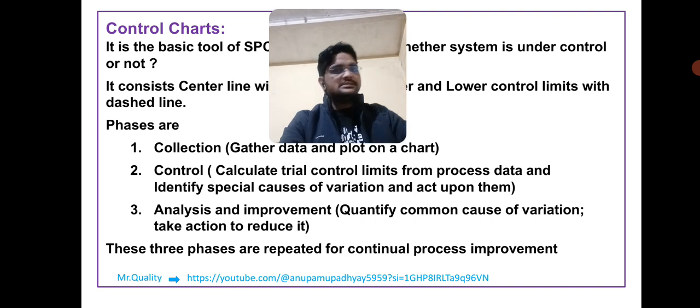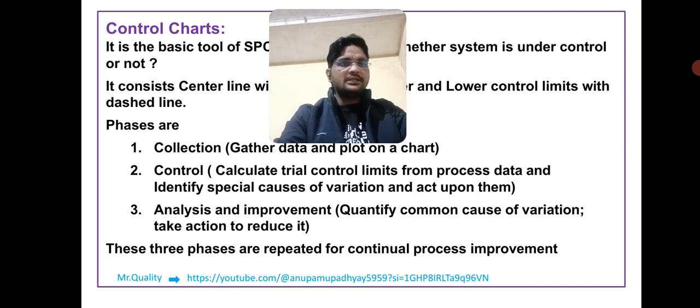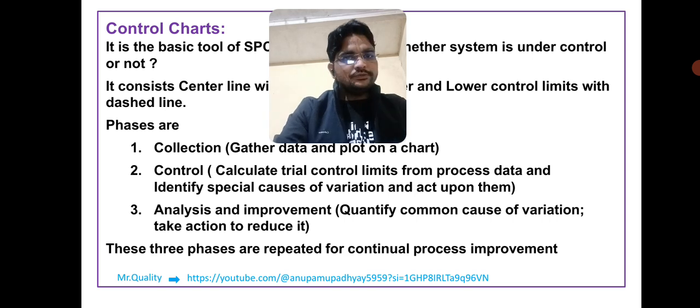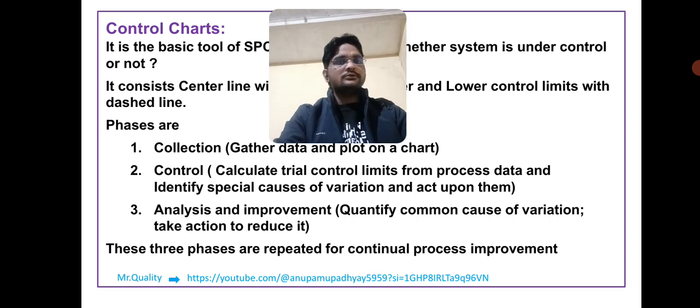And the third one is analysis and improvement: quantify common causes of variation and take action to reduce them. If common causes of variation are present in large amounts or beyond limits, we should also act on that common cause. Okay, these three phases are repeated for continual process improvement.